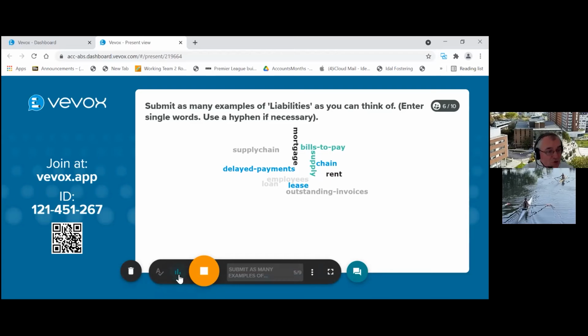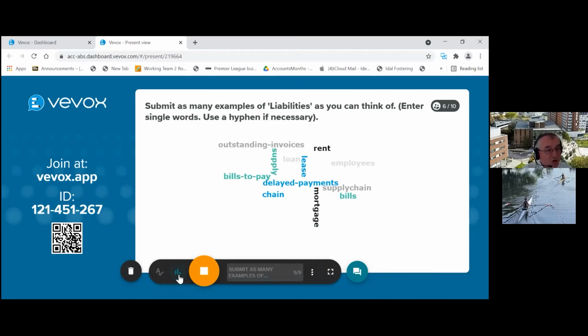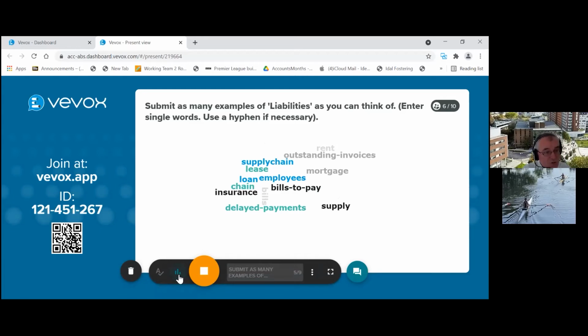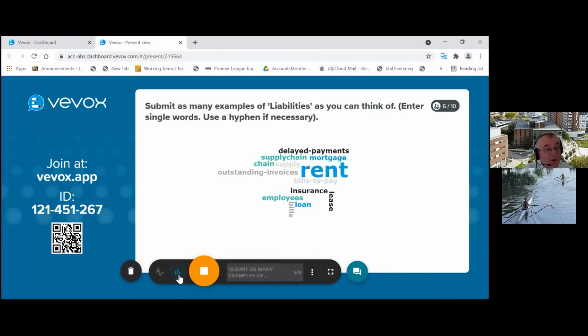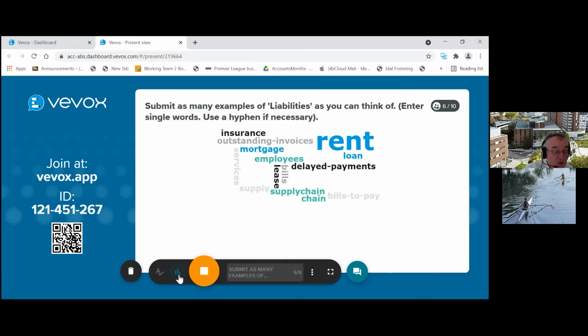So yeah, amounts owed to suppliers in the supply chain, which could also be called payables or creditors, trade payables, bills to pay, good example, good use of the hyphen, by the way, as well. Outstanding invoices, bills to pay, we might describe those as trade payables or trade creditors, the amounts owed to suppliers for goods or services received that have not yet been paid for, but we have got the invoice. We've recorded the supplier's invoice, we just haven't paid it yet. Mortgages, loans, lease obligations, some great examples here. Thank you for sharing. A loan, so great examples.